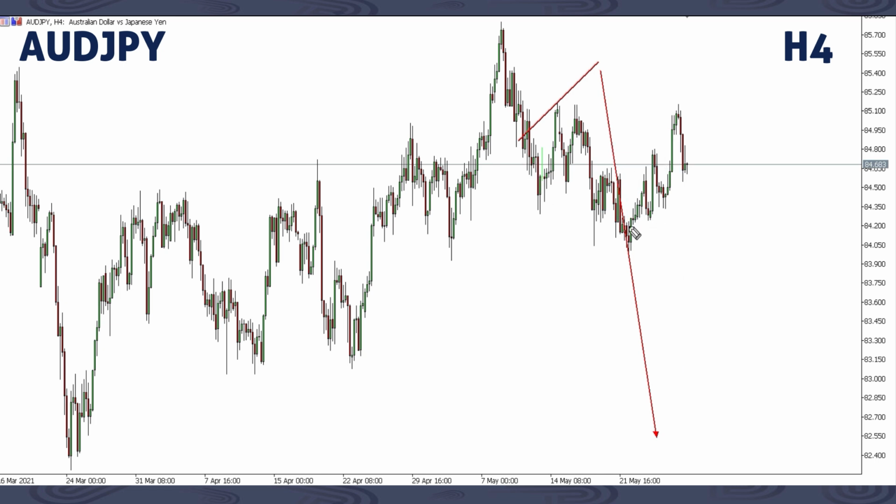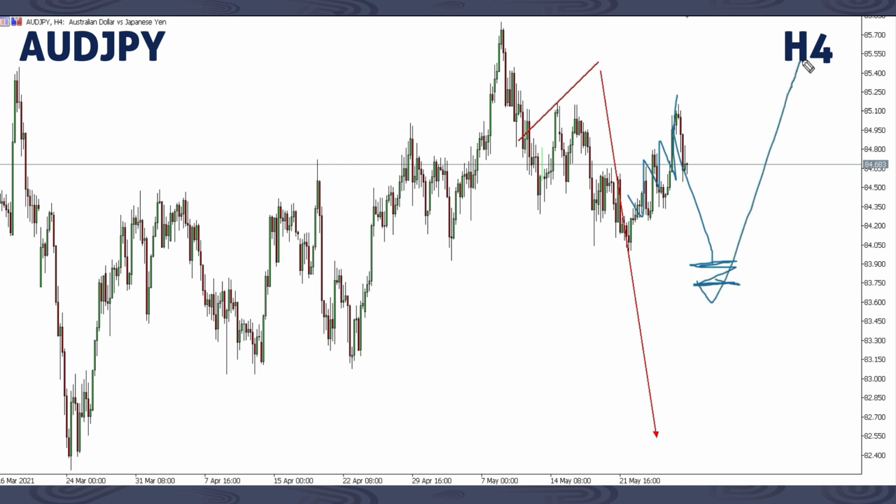Now as you can see on AUD JPY here, this correction is going a little deeper. Right from here we may just get this small down move instead of the bigger down move here. After we get that small down move, we may start to experience an up move right around this area.